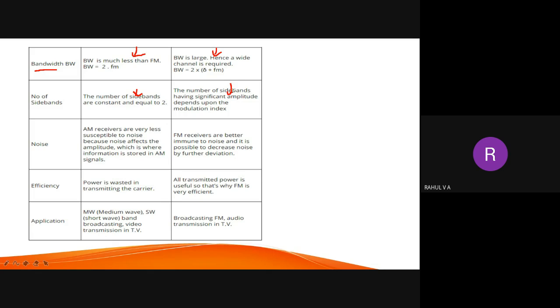Efficiency-wise, in AM power is wasted in transmitting the carrier wave. In FM, all the transmitted power is useful, which is why FM is very efficient.